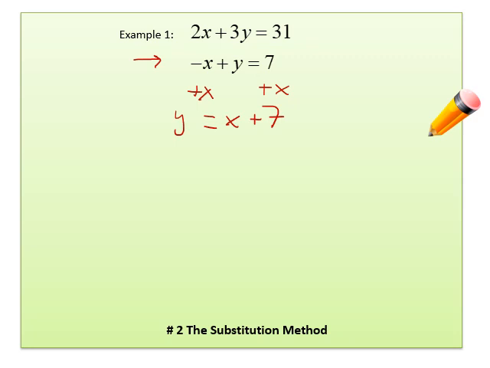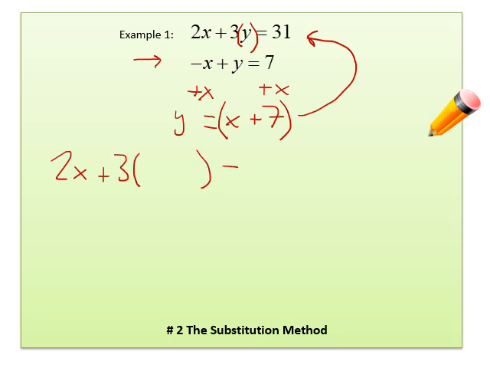Now, again, y equals x plus 7. That's what y equals. So where I see a y back in the first equation here, I'm going to substitute that value in. Since y equals x plus 7, I'm going to replace y, or substitute this in for y. So copy down 2x plus 3y. However, I'm going to skip the y equals 31. Instead of writing y, I'm going to write what y equals, x plus 7.